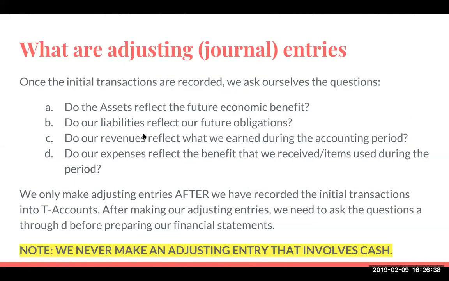And what are adjusting journal entries? When we get to the end of the period, and after everything's been initially recorded, do the assets reflect our future economic benefit? Do our liabilities reflect our future obligations? Revenue reflects what we earned, and our expenses reflect the benefit that we've received during the period. So we do all of our transactional entries, and then we do adjusting entries. Once we make them, we have to make sure we're looking at A through D and it makes sense. Most importantly, we never make an adjusting entry that involves cash.